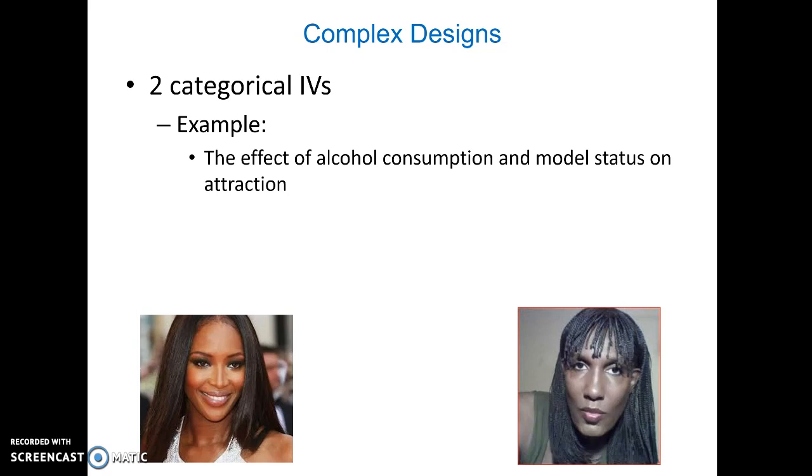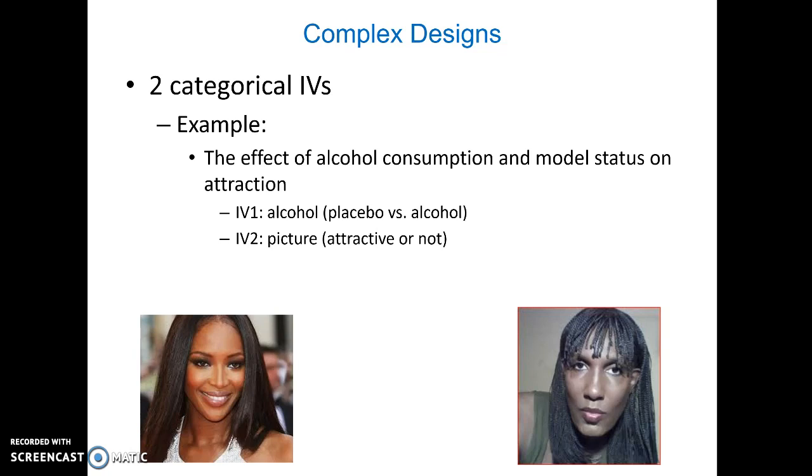All right. So, how could we do this experimentally? Let's say we're going to randomly assign people to one of four conditions. All right. So, the first independent variable, people are going to either drink alcohol or not. That's the placebo group, those who don't. The second is they're going to see a picture of either an attractive person or not.